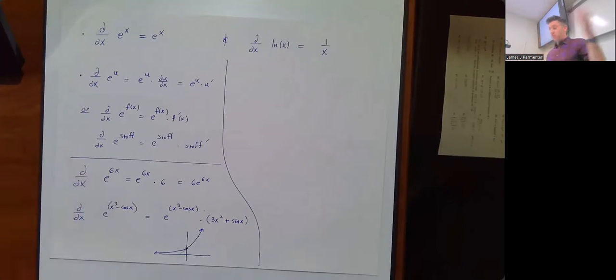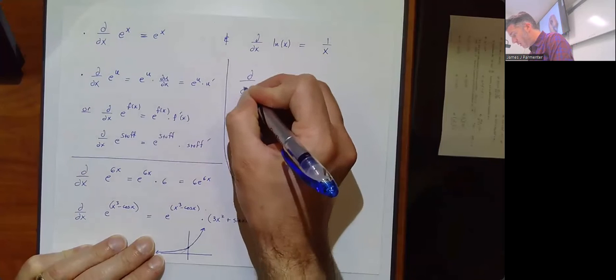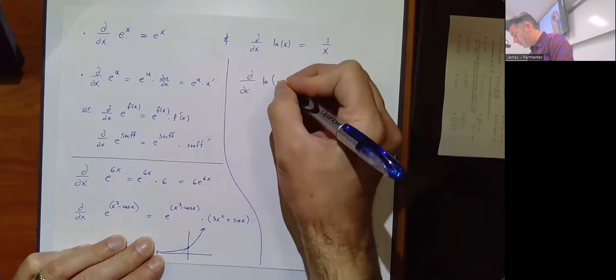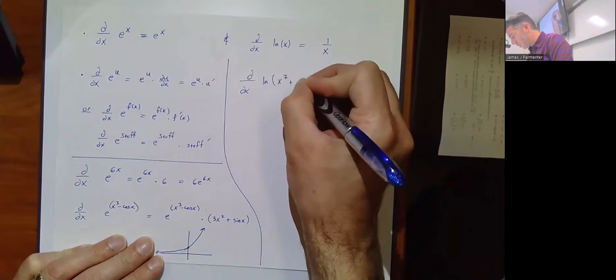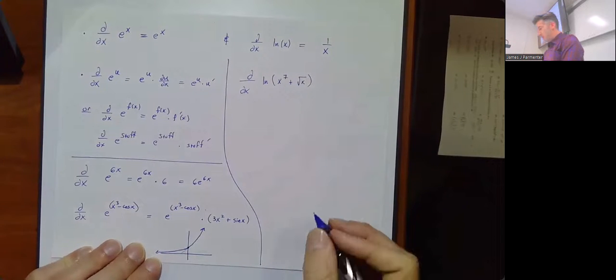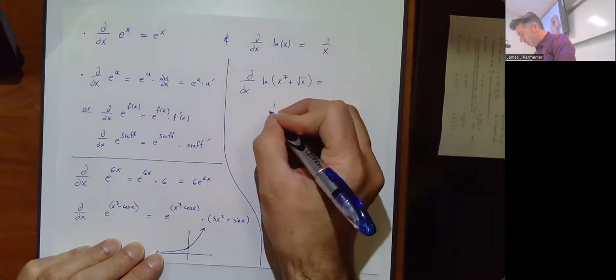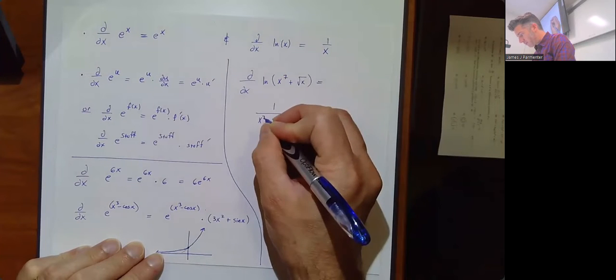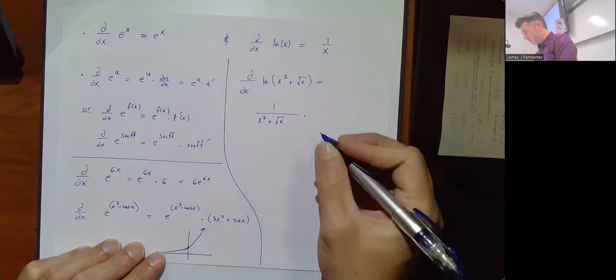The derivative of natural log of x is 1 over x. The derivative of natural log of some stuff is 1 over the stuff. So for example, the derivative of the natural log of x to the 7th plus the square root of x is going to be 1 over that stuff times the derivative of that stuff.